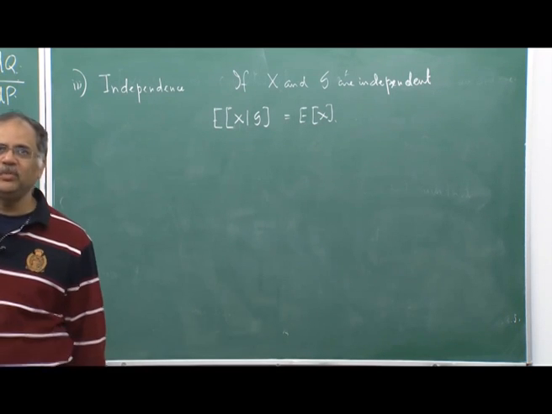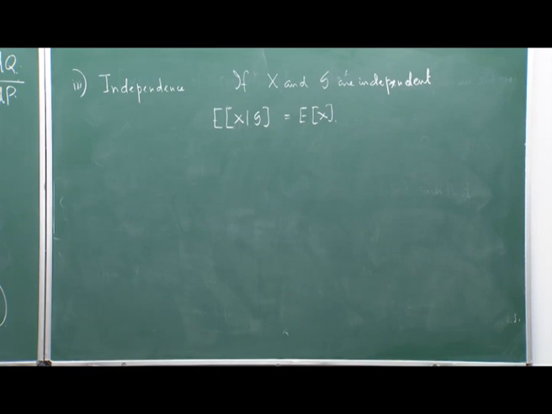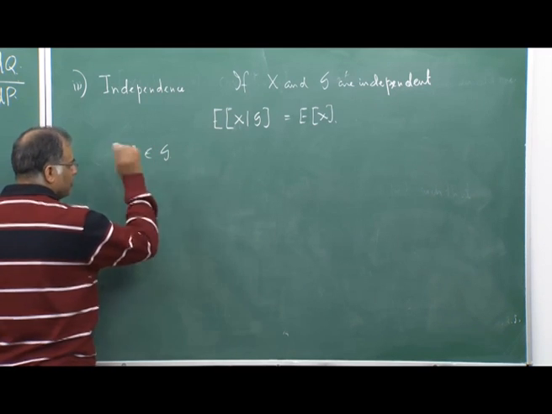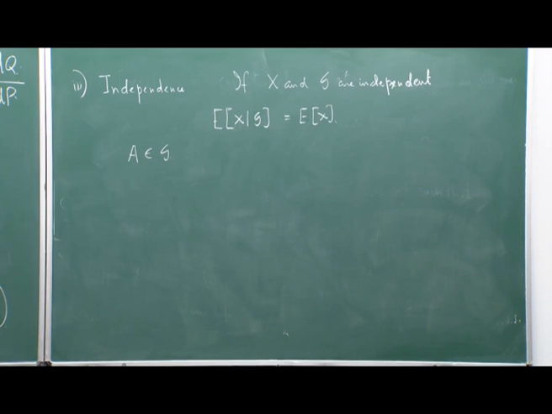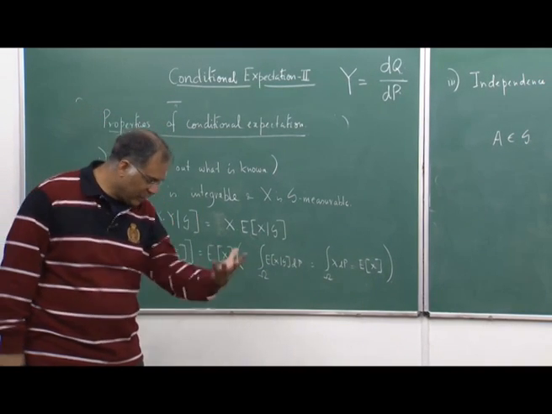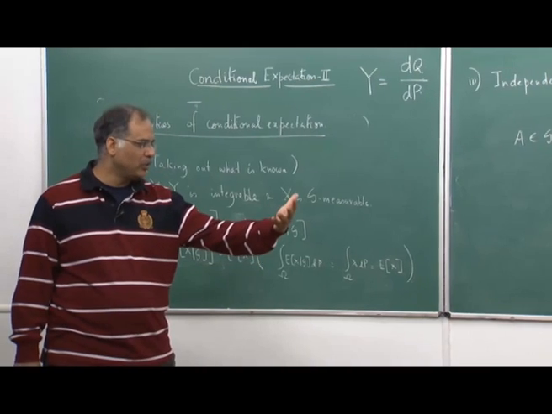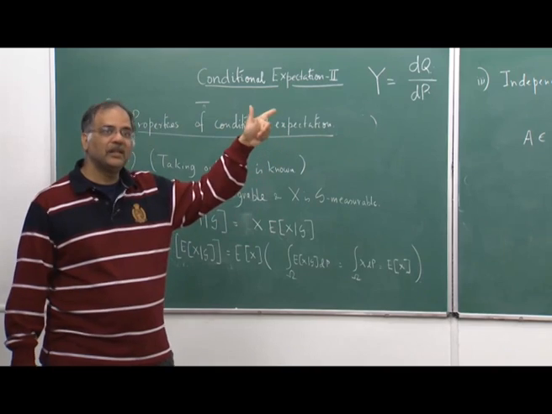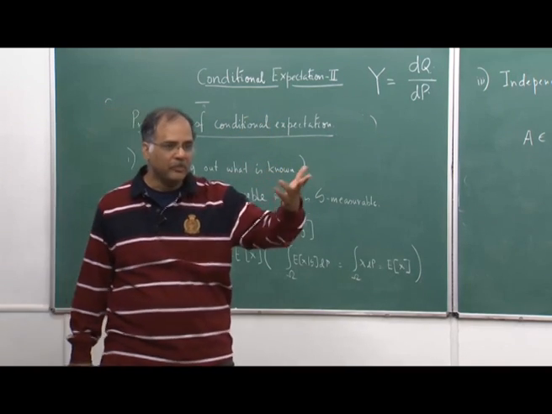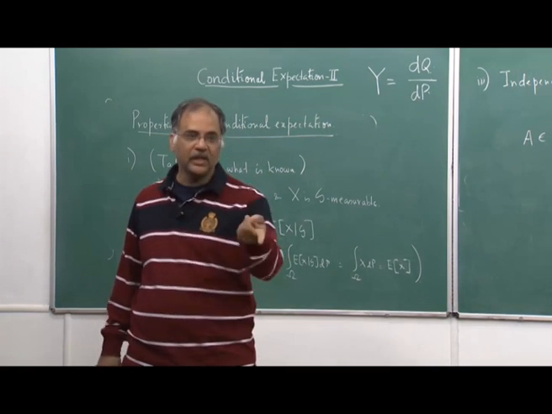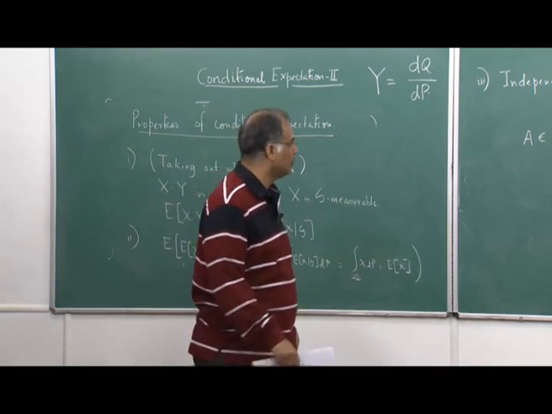What do I mean by X and G being independent? I mean that if you take any A, an element of G, how do I say that the event A has occurred? If I look at the outcome of a random experiment, some omega has occurred in the sample space. If that omega is in A, then I say that the event A has occurred. For example, I throw a die and the event A is that an odd number occurs. If the number 3 has occurred, then the event A has occurred.